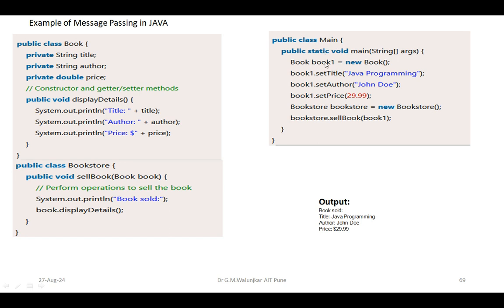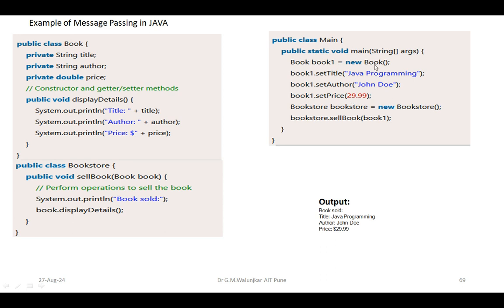Now come to the main class, where we specify the main method from which the execution of the Java program begins. Here we create the object book1 of the class Book. Then we call the operations setTitle, setAuthor, and setPrice. So book1 dot setTitle, setAuthor, and setPrice. We set the title as Java Programming, the author as John Doe, and the price as 29.99.